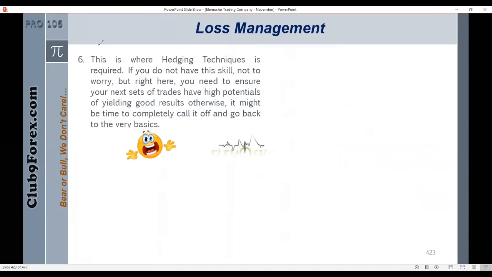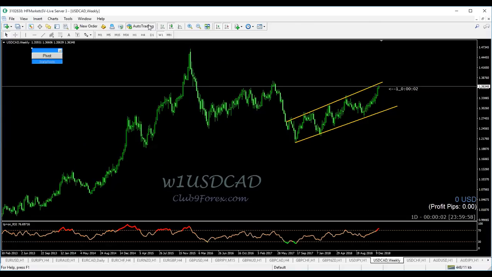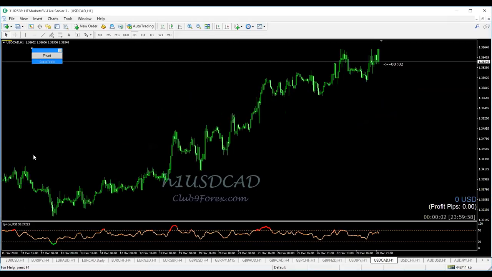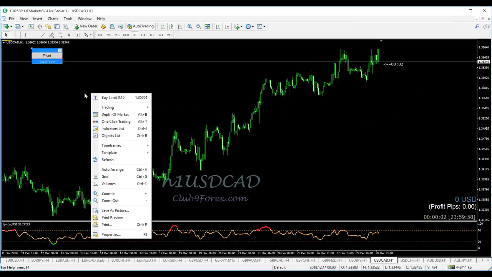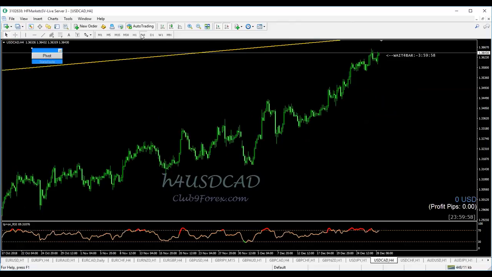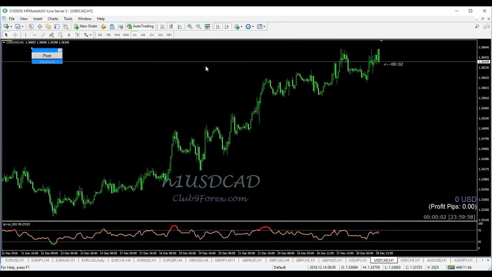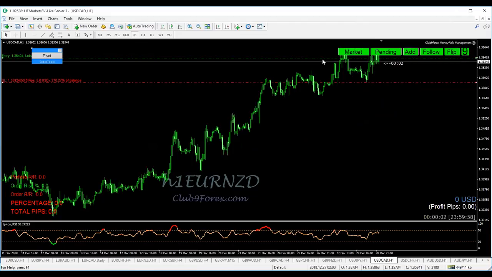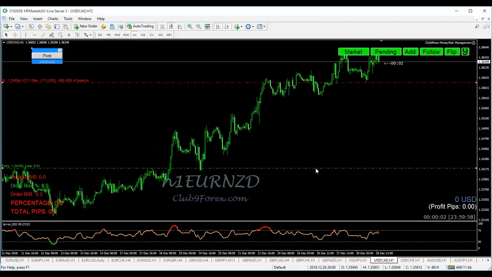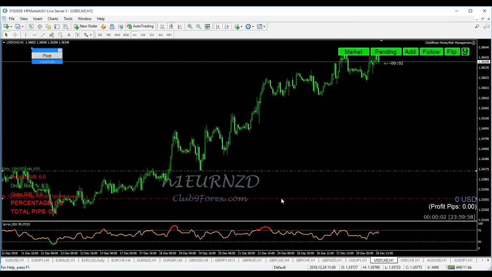So let's say, for instance, let me go back to the chart. Let me go to the USD CAD chart. Let's go to the 1 hour time frame. Let's say, for instance, you enter the trade here. You enter the trade here to sell. You wanted to sell, and this is where your stop loss was.